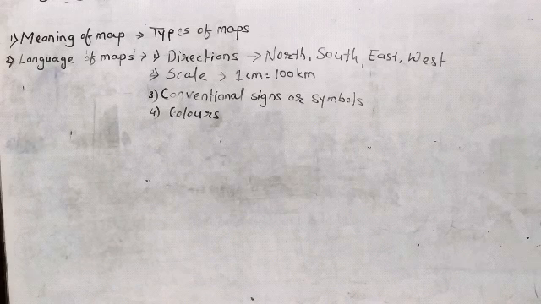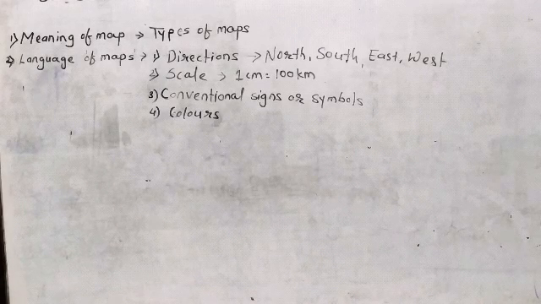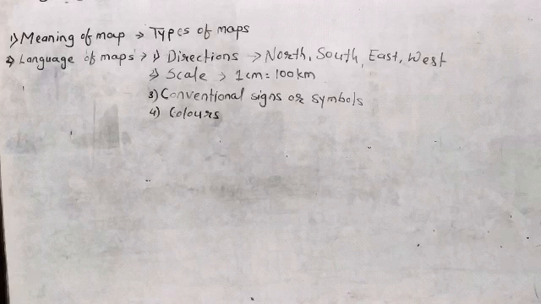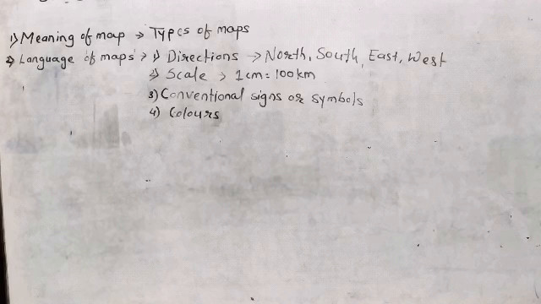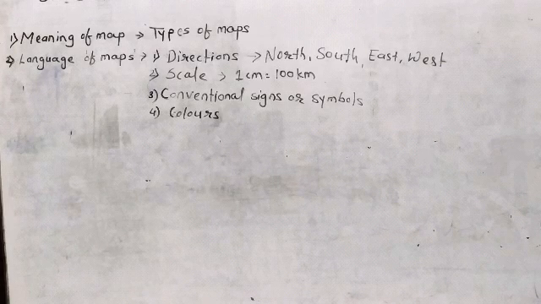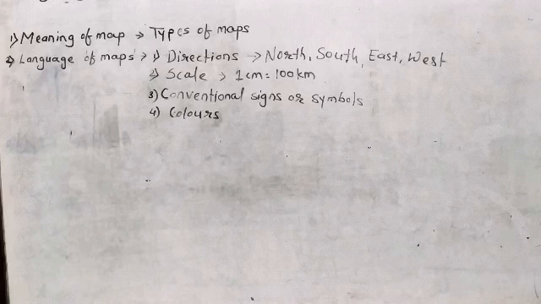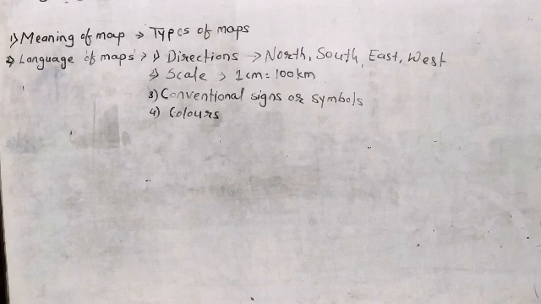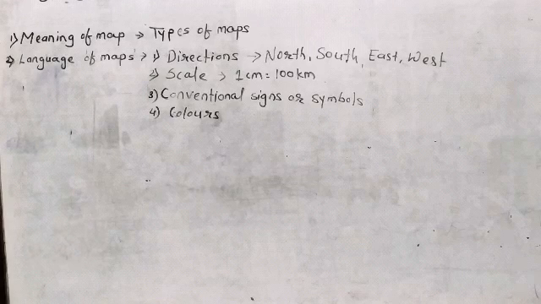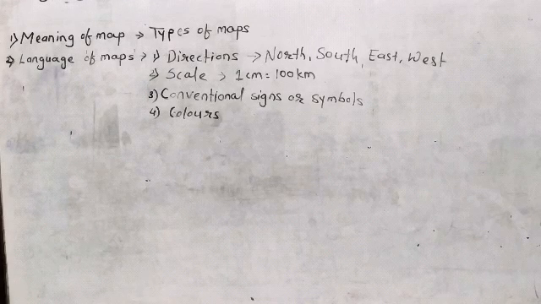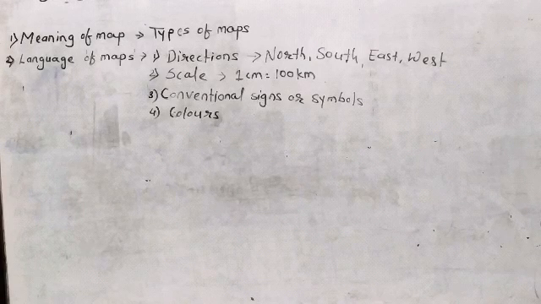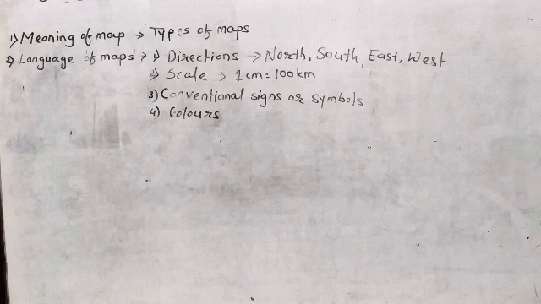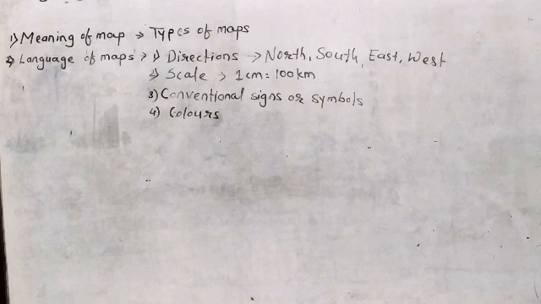So if we want to understand a map accurately, first of all, we will understand all these conventional signs and symbols. If we understand these signs and symbols easily, if we remember all these signs, then it is easy for us to understand the language of a map. Then the fourth one, the last one, we have seen the colors, that different colors show the different landforms on a map. Like blue color shows the water bodies, green color shows the lowlands, mountains are shown in the brown color, and plateaus are shown in the yellow color.